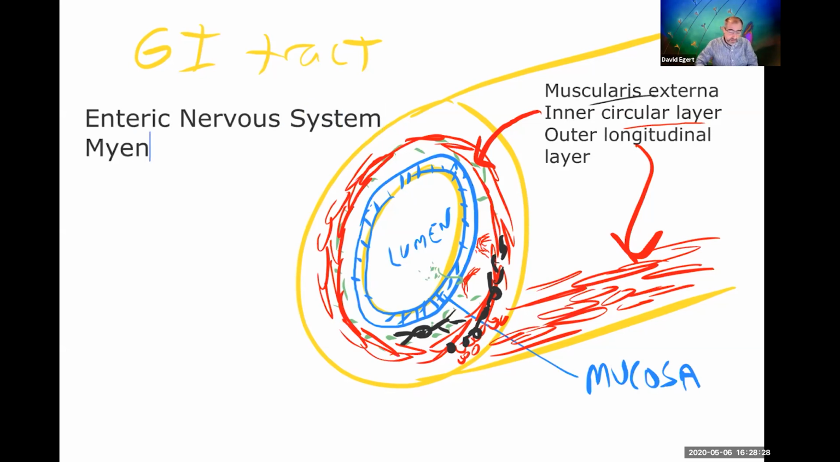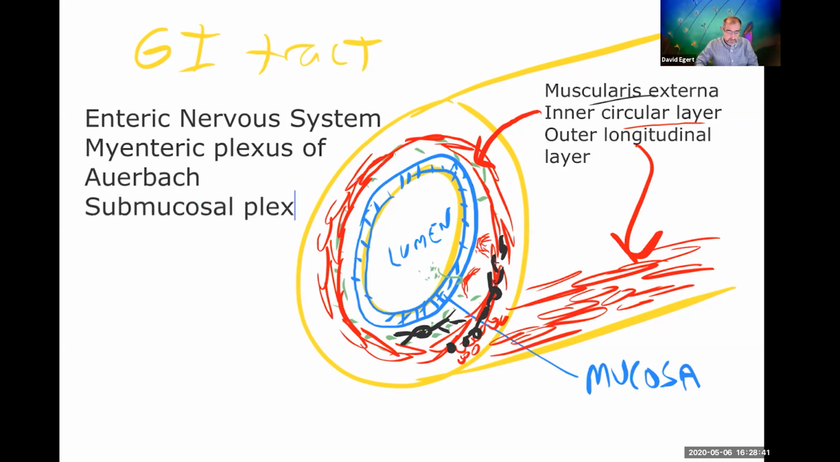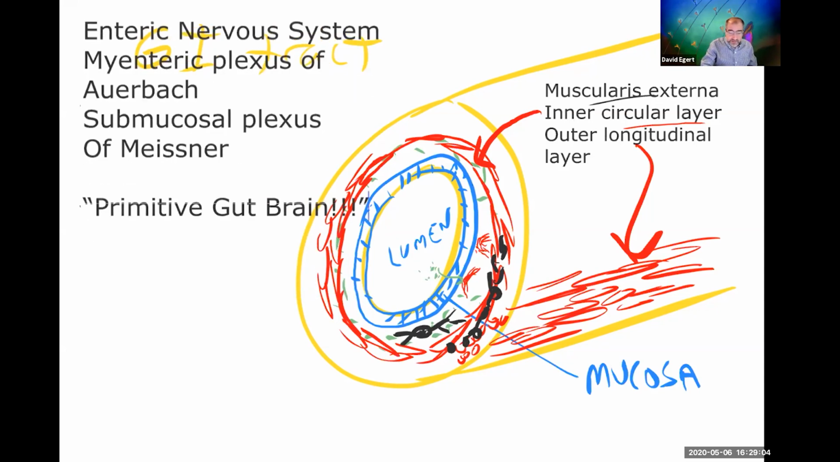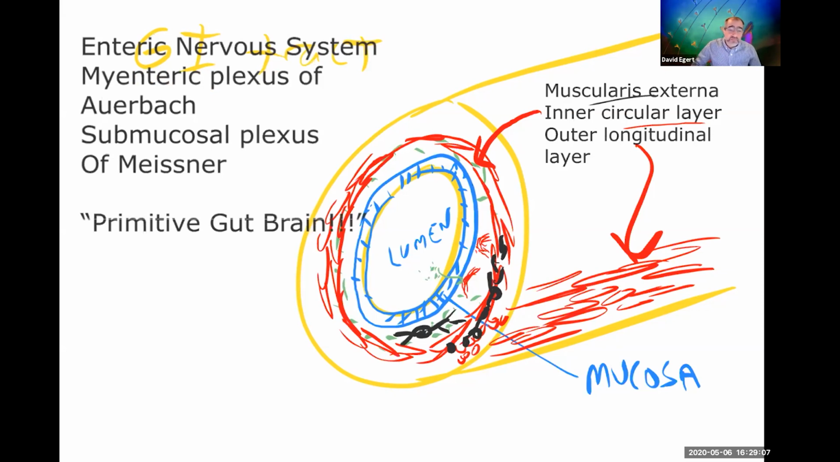There's the myenteric plexus of Auerbach, the submucosal plexus of Meissner. Sometimes they call this, I'm going to put it in quotes, the primitive gut brain. So the basic idea here is a lot of the processes of the digestive system don't actually need your brain.